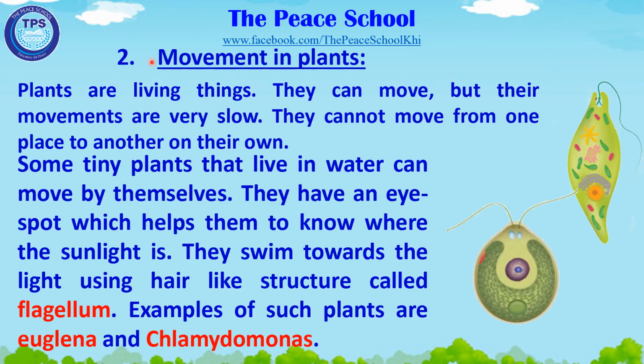Movements in plants. Plants are living things. They can move, but their movements are very slow. They cannot move from one place to another on their own. Some tiny plants that live in water can move by themselves. They have an eye spot which helps them to know where the sunlight is. They swim towards the light using a hair-like structure called a flagellum. Examples of such plants are Euglena and Chlamydomonas.